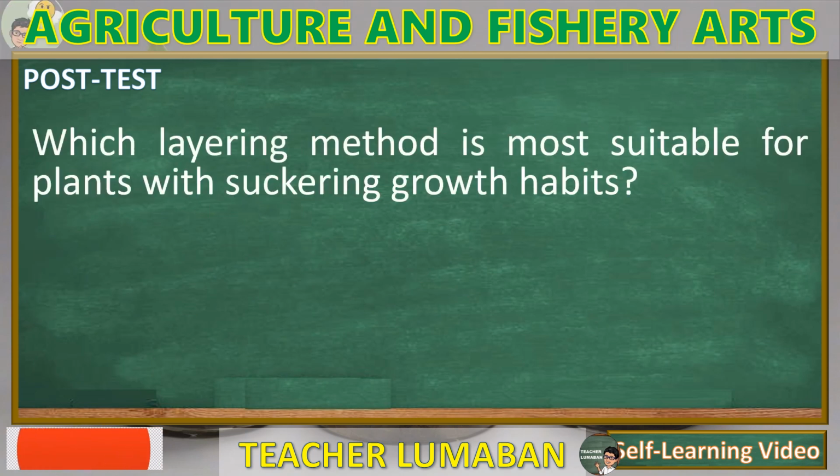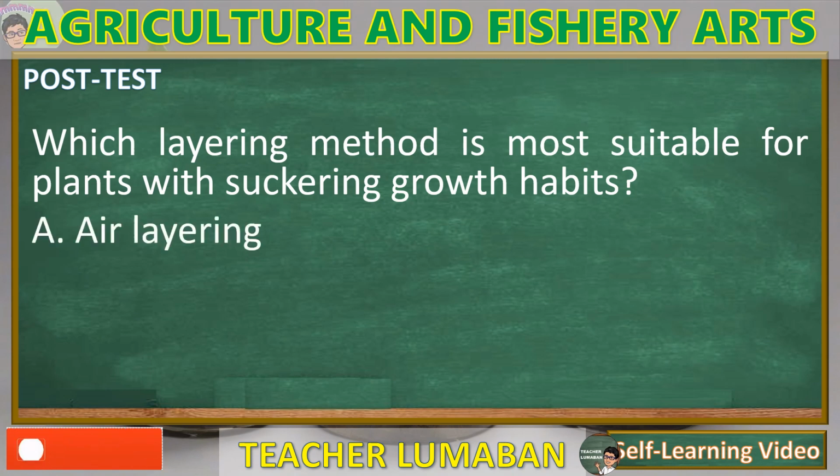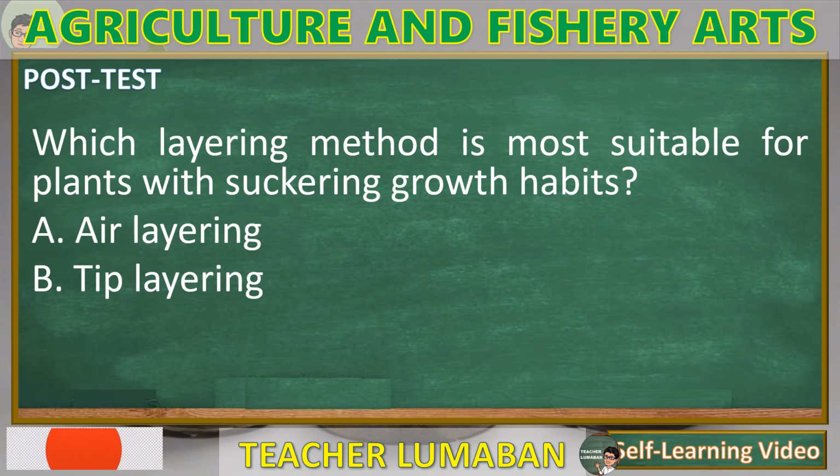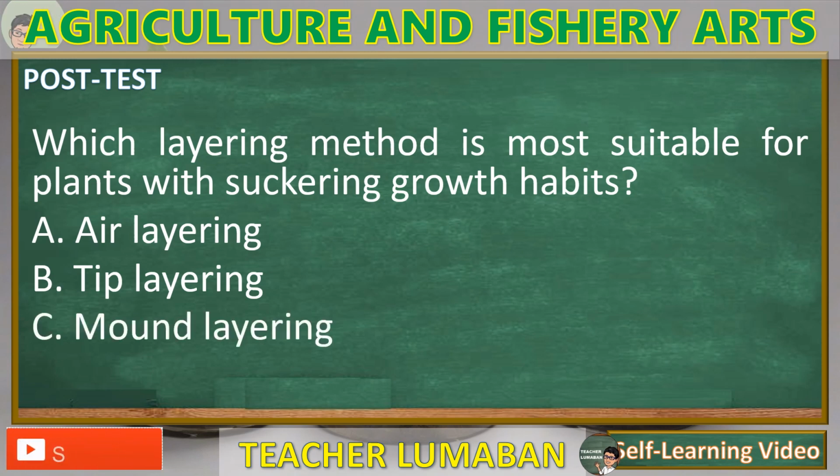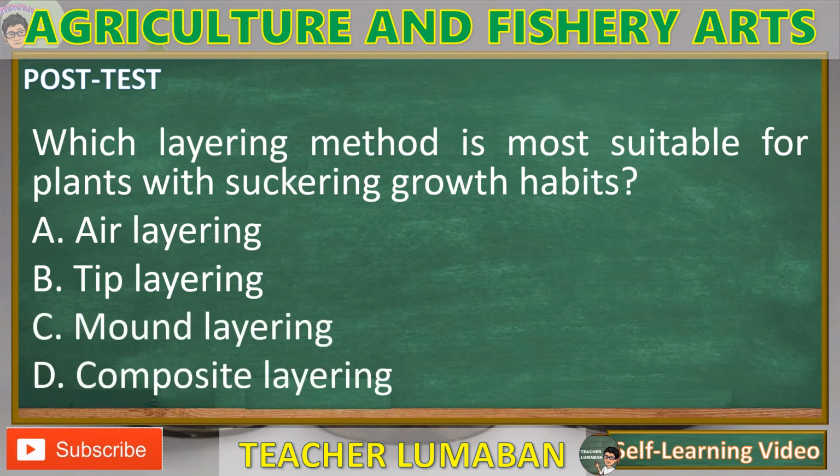Which layering method is most suitable for plants with suckering growth habits? A. Air layering. B. Tip layering. C. Mound layering. D. Composite layering.